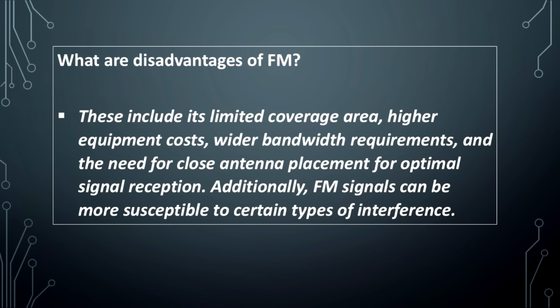What are disadvantages of FM? These include its limited coverage area, higher equipment cost, wider bandwidth requirements, and the need for close antenna placement for optimal signal reception. Additionally, FM signals can be more susceptible to certain types of interference.